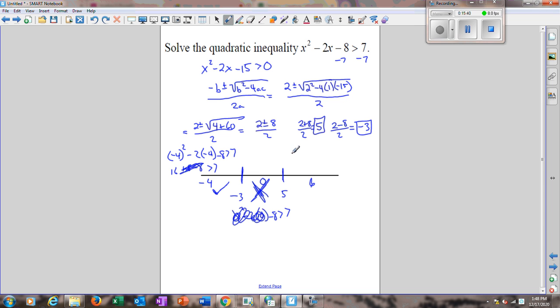Lastly, I'm going to plug the 6 in. 6 squared minus 2 times 6 minus 8. 6 squared is 36. Minus 12 minus 8. 36 minus 12 is 24. 24 minus 8 is 16. 16 is greater than 7, so it works for this one.